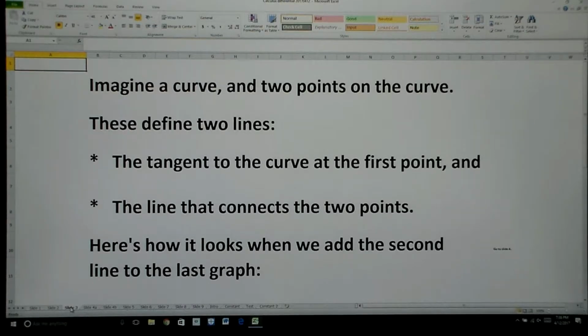Now imagine a curve and 2 points on the curve. These things define 2 lines. First is the tangent to the curve at the first point, and second is the line that connects the 2 points. Here's how it looks when we add the second line to the graph that we just saw.